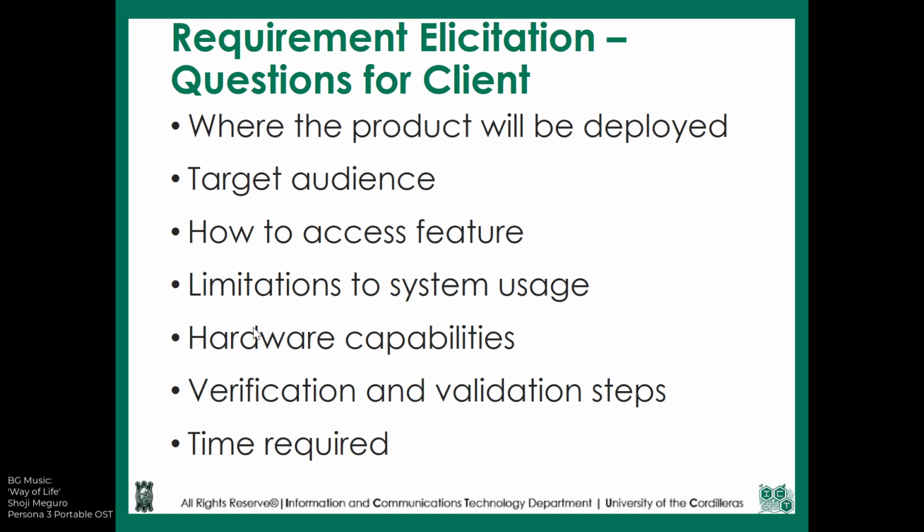How to access certain features. Again, not every single actor in your system would be able to use all of the features. Limitations to system usage, a part of the previous one. Hardware capabilities, so if their computer has only probably 2 GB RAM, will it still be able to run? Verification and validation steps, so this is more of after or around the later stages, as well as the time required. So this is part of your constraints.